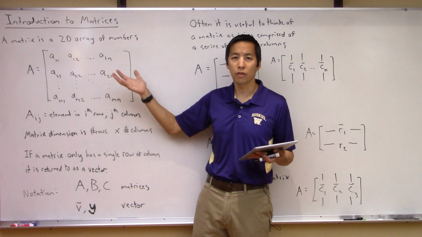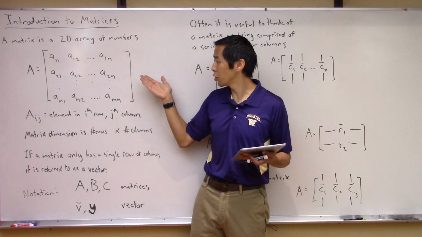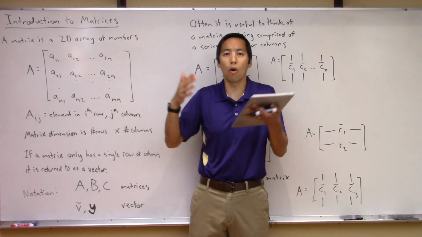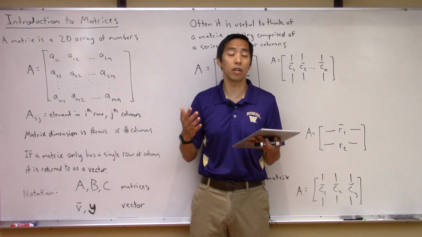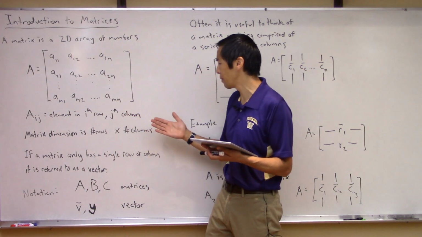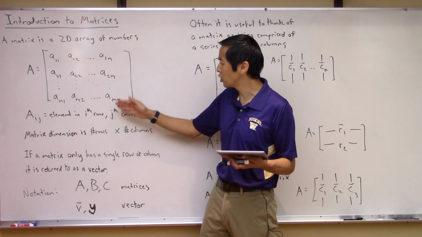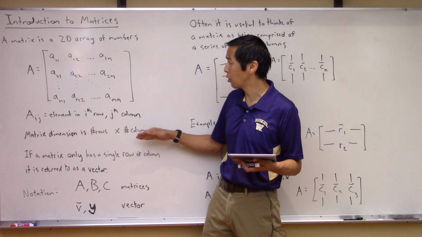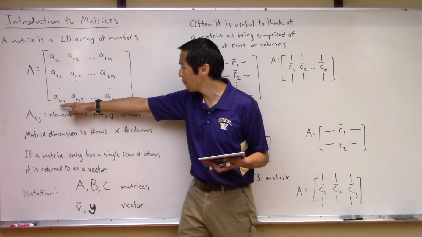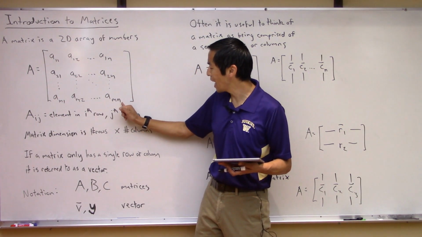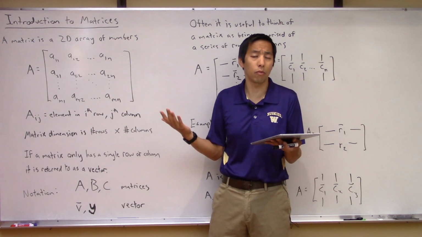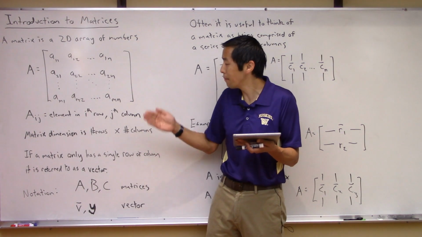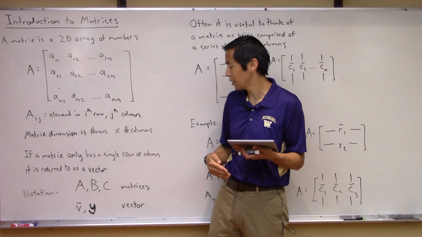Another characteristic of the matrix that I'm sure you're going to be interested in is the overall dimension of the matrix. A lot of times you're going to hear people refer to the dimension of a matrix. So the matrix dimensions are just the number of rows by the number of columns. In this case, we have m rows and n columns. So we say this is an m by n matrix, right?